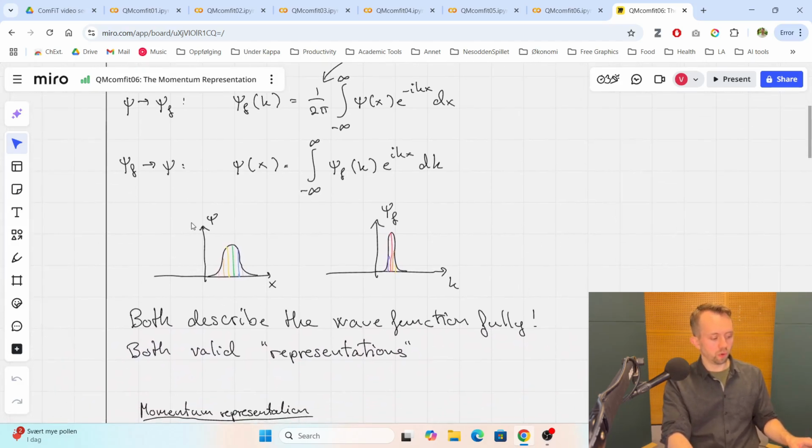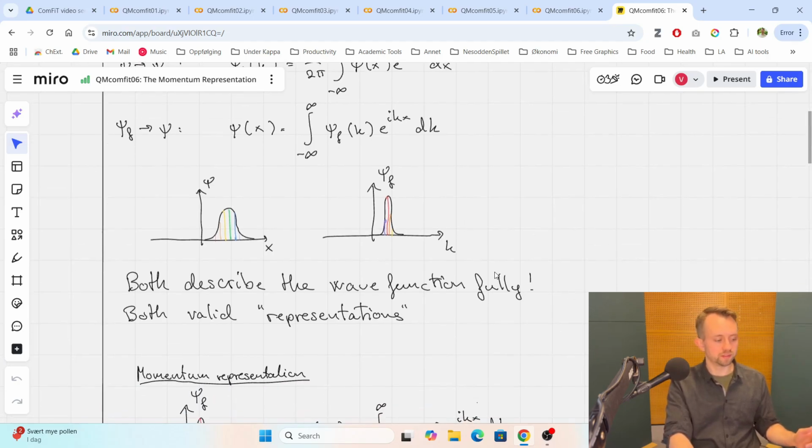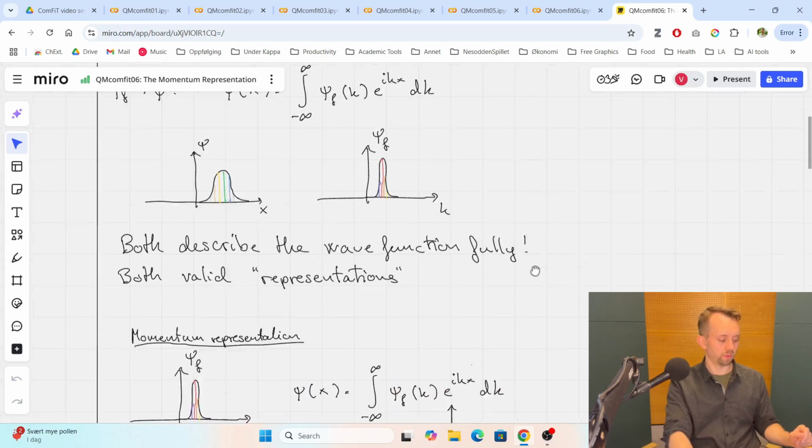So both psi and psi-f are functions that represent the wave function fully. If I give you psi, you know all there is to know about the wave function, and if I give you the Fourier transformation of the wave function, you also know everything there is to know about the wave function. So both are valid representations of the wave function.